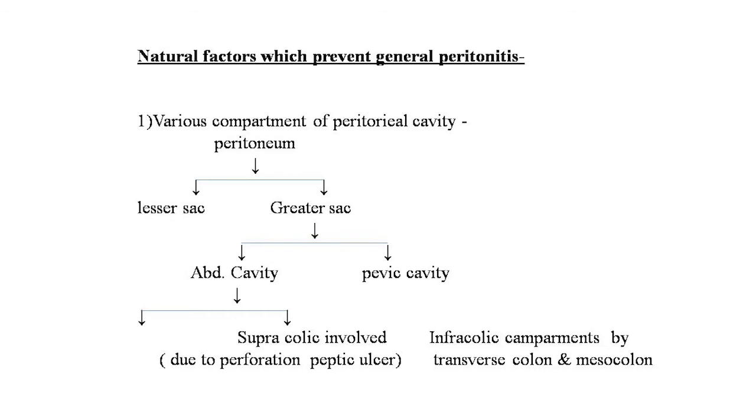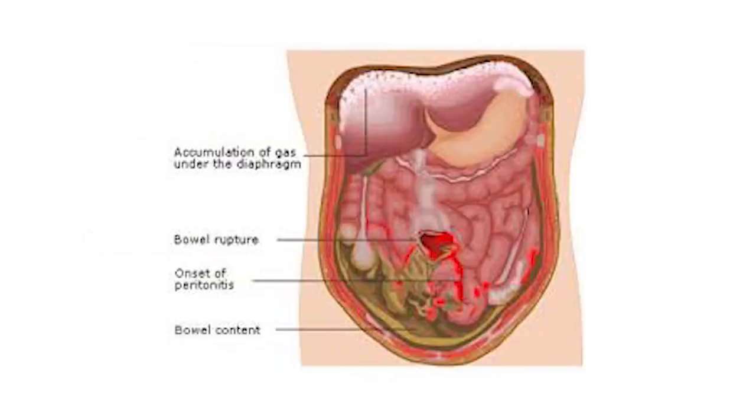Again, the abdominal cavity has two parts: the supracolic compartment, which is involved due to perforated peptic ulcer, and the infracolic compartment, divided by the transverse colon and mesocolon. Dear students, here is a new image showing general peritonitis, with accumulation of gas under the diaphragm.